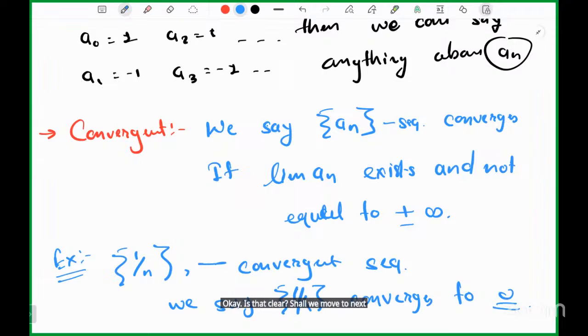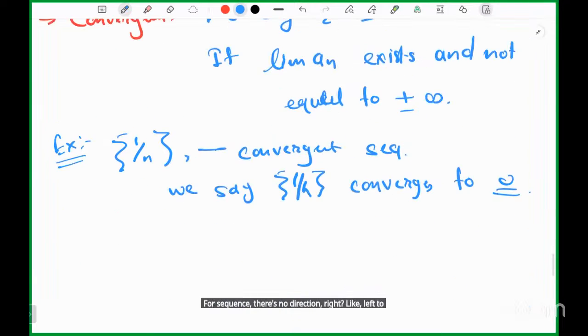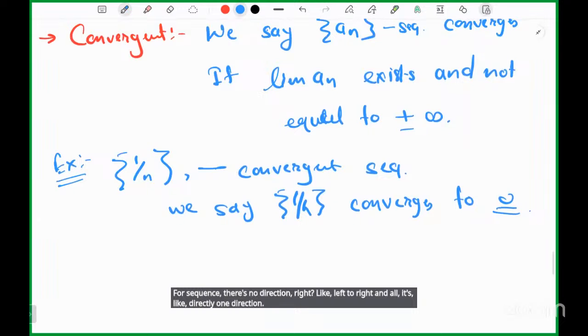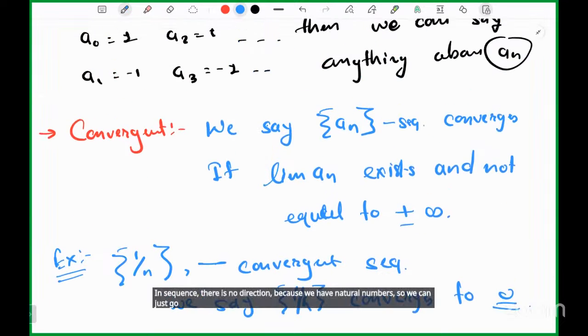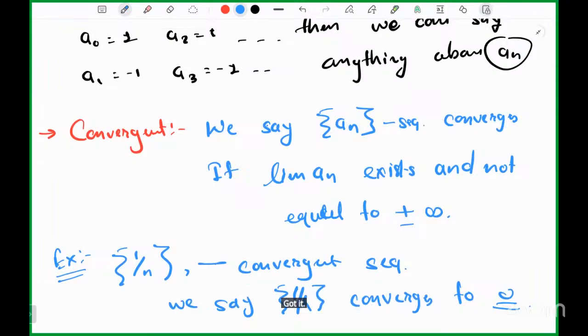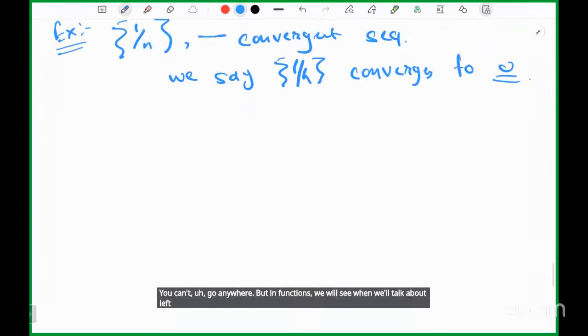Did you just discuss that if we say that the limit is infinity, that means it's not convergent? Right. For a sequence, there is no direction, right? Like left to right. In a sequence, there is no direction because we have natural numbers, so we can just go to infinity. But in functions, we will talk about left hand limit and right hand limit. Got it.